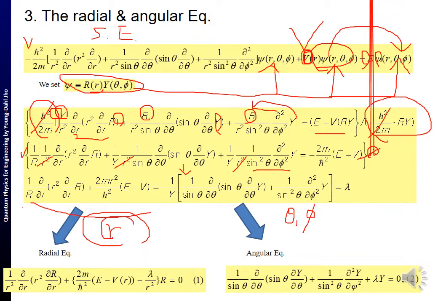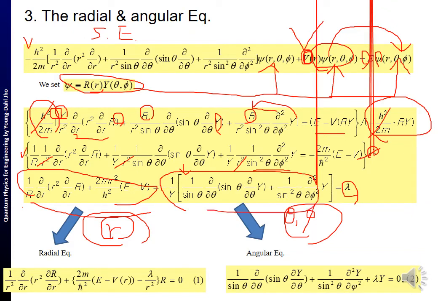A pure function of r and a pure function of zeta phi should be the same, which means they are actually both constant. Let's set it to be lambda. Then the left hand side is the same as lambda, and the right hand side is the same as lambda. So this r-dependent function is called the radial equation, and the zeta phi dependent function is the angular equation, and we calculate them separately.